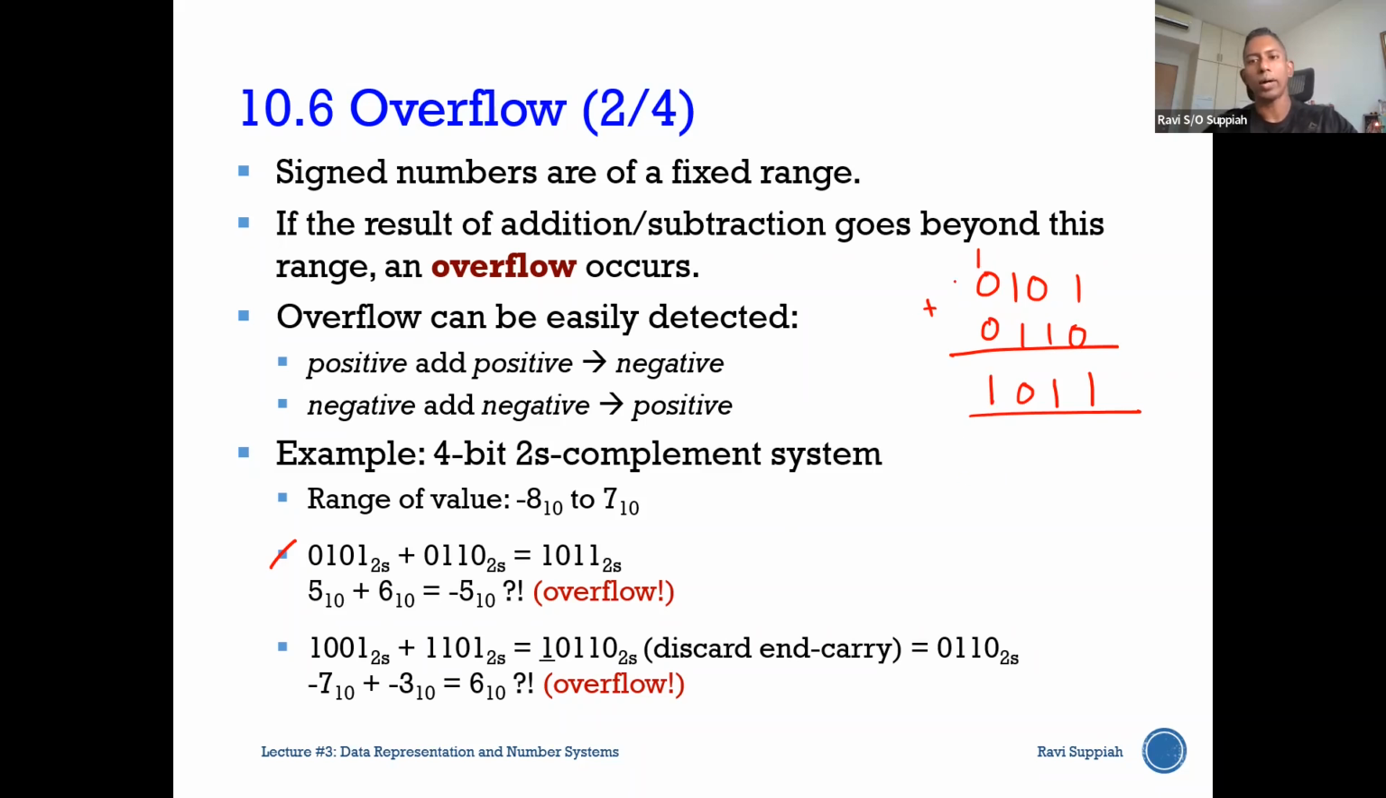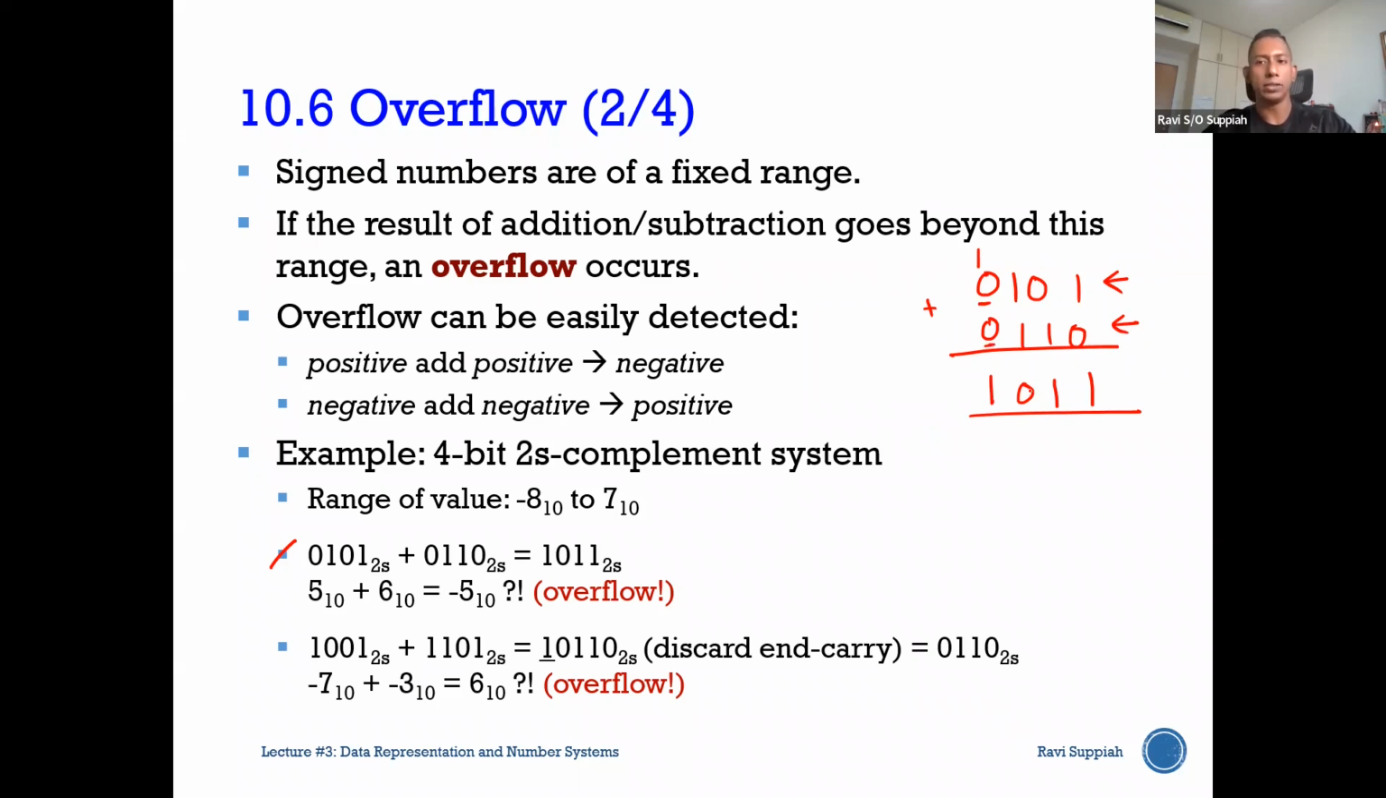So now, how do I interpret this value? This is the thing we must understand when we deal with negative numbers. How do I interpret it correctly? When I look at this first number over here, and this second number over here, you see that for both of these numbers, the most significant bit is 0.